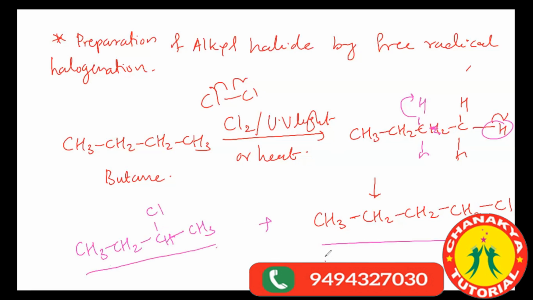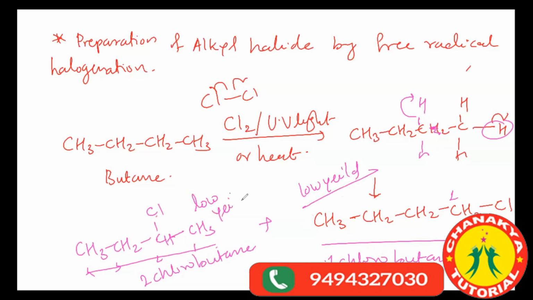The parent is butane, okay? So this is attached to the first carbon, it will be 1-chlorobutane, right? And what about this? 1, 2, 3, 4. So this will be the second carbon attached with the chlorine. So it will be 2-chlorobutane, right? So you get a mixture of products and each one of them has a low yield. This is a method in which you are able to prepare a haloalkane by using free radical halogenation.